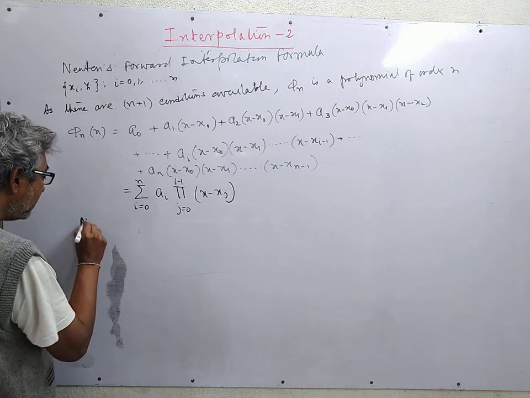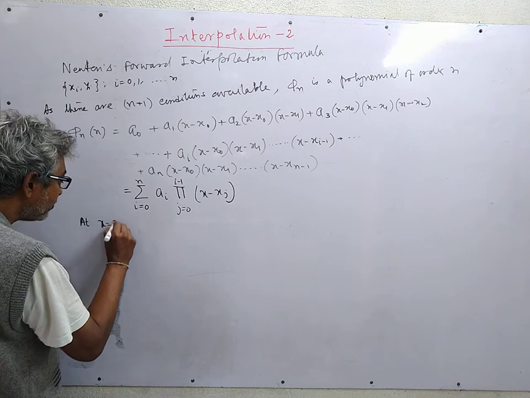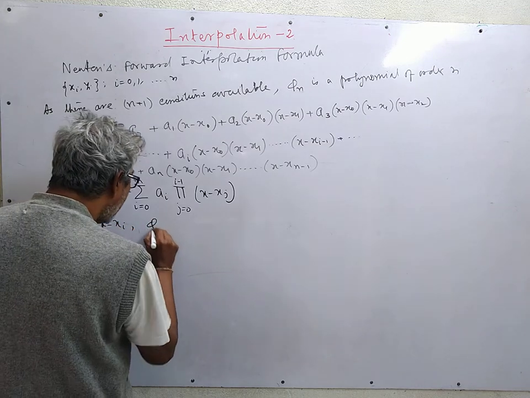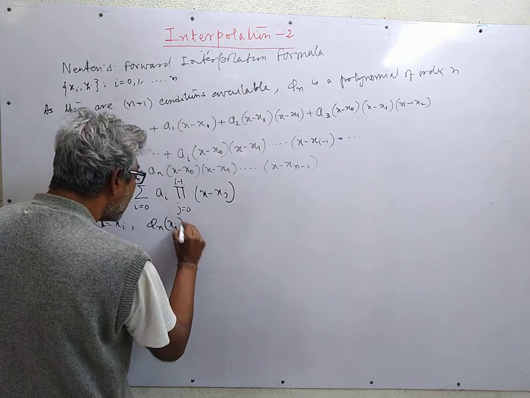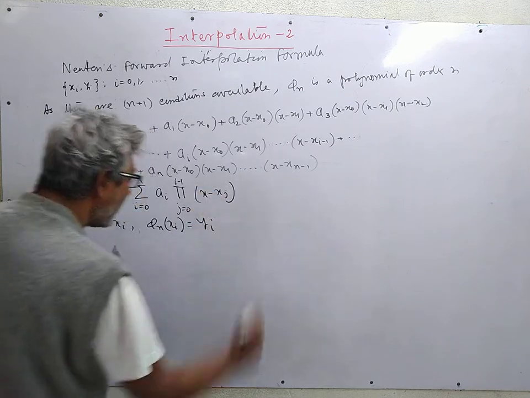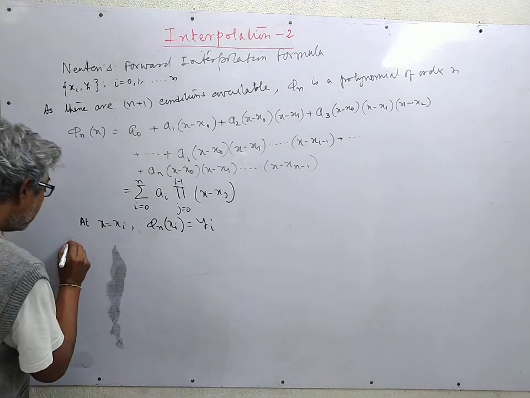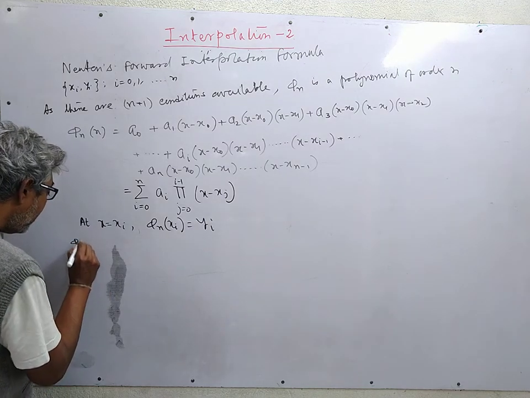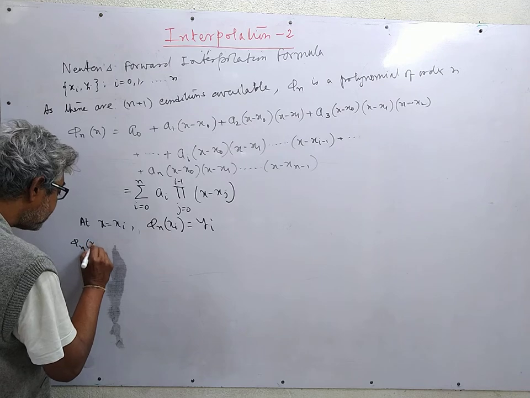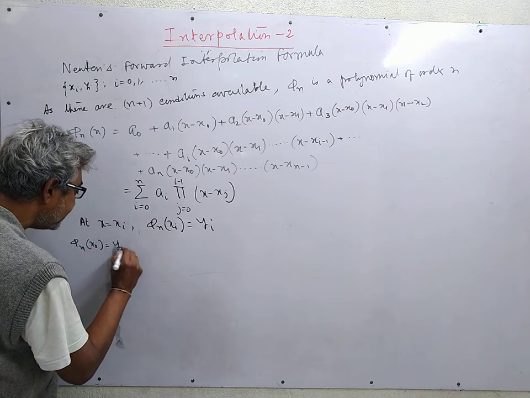At x is equal to xi, phi n of xi is exactly yi. There should be no difference between the interpolating polynomial and the supplied data for the given set of x values. So if we set x is equal to x0, phi n of x0 is equal to y0.